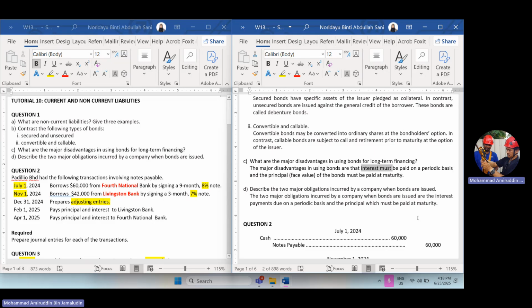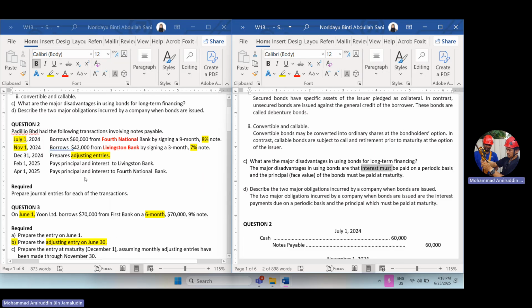But housing cannot. House loan, we can't predict that way because they are using compounding interest. Okay. These are the things about the principal and the interest payment. Two major obligations for bonds, interest payment as well as the principal. Exactly like a loan. That's why you put it under liability.